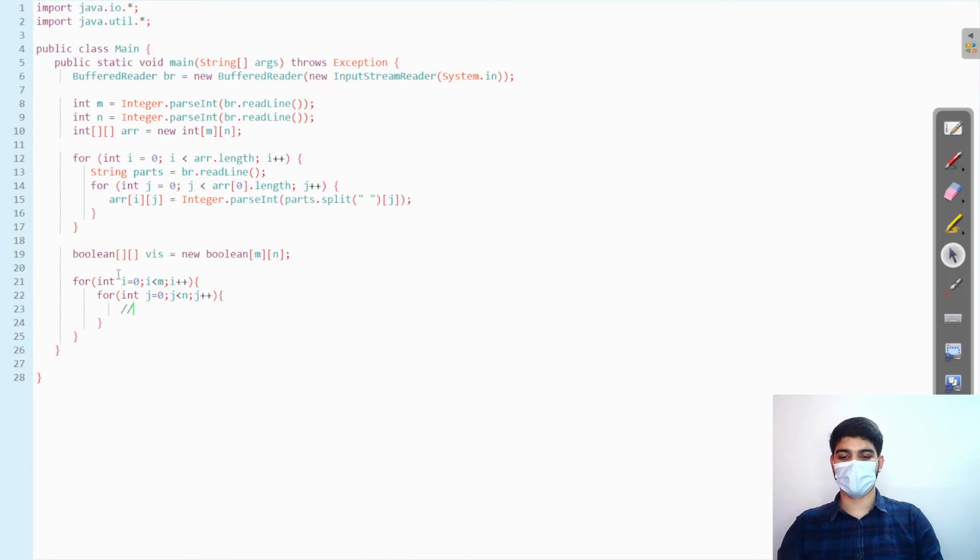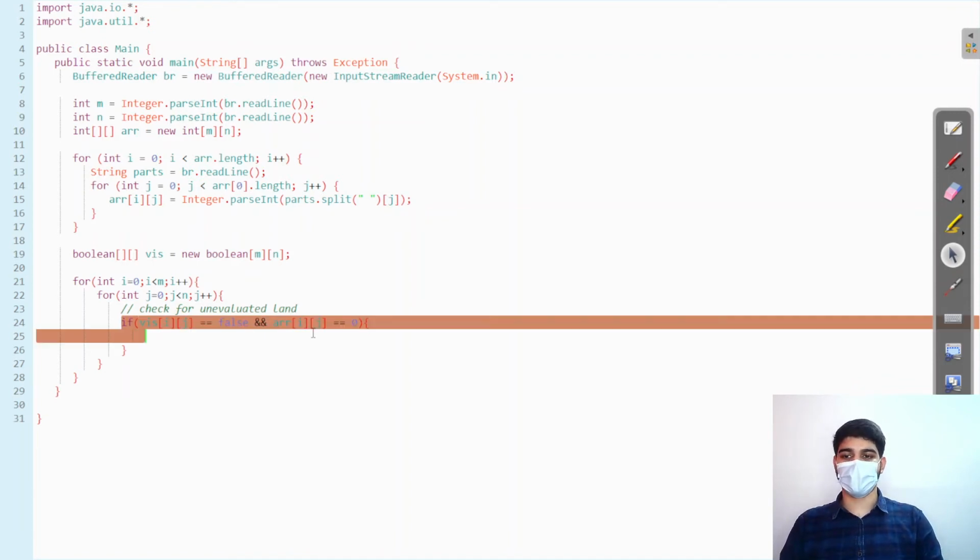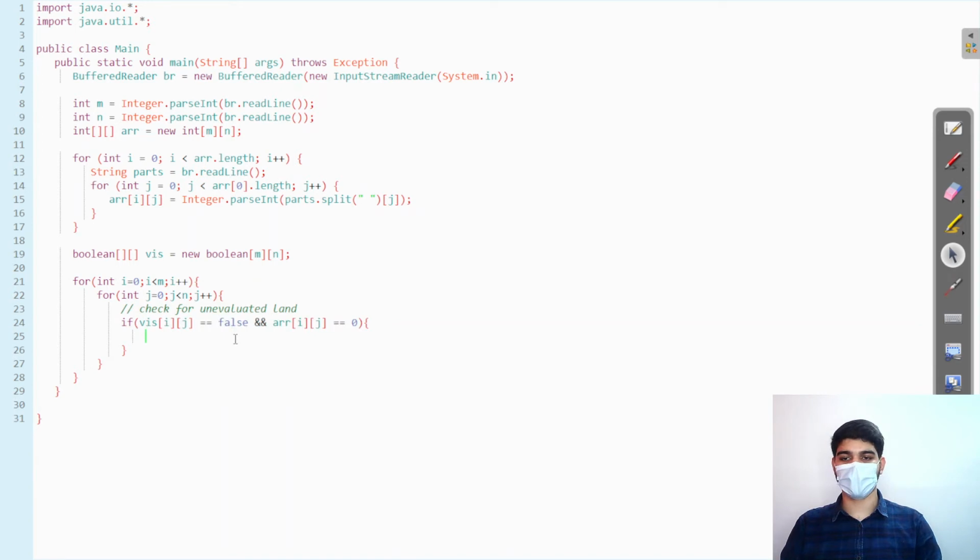Then over here, what I have to check is for unevaluated land, right? What is my land? Land is 0. So I would check if my visited of a particular point, which is i j, is false. And I have to make sure that it is land, it's not water. I cannot evaluate water, right? So I have to check if my array of i j contains 0, which symbolizes my land. So this particular check is for unevaluated land. As soon as I get an unevaluated land, I would call for DFS. What is my source? My source is i and j, right?